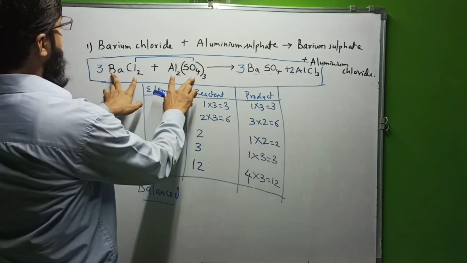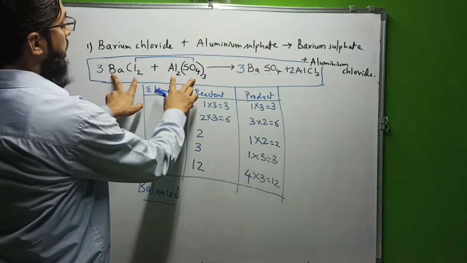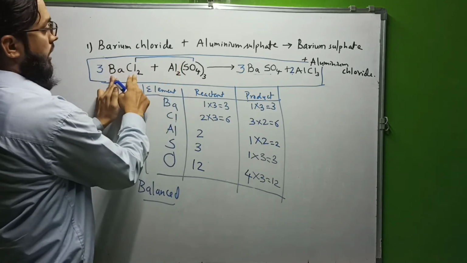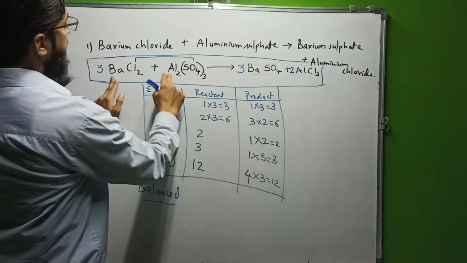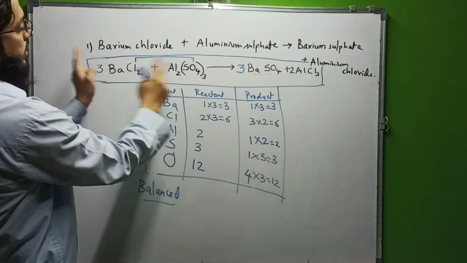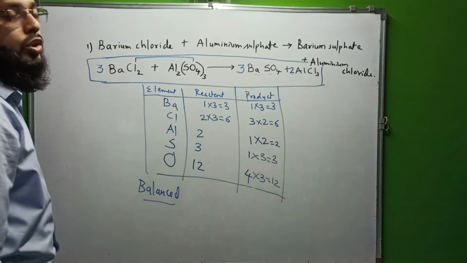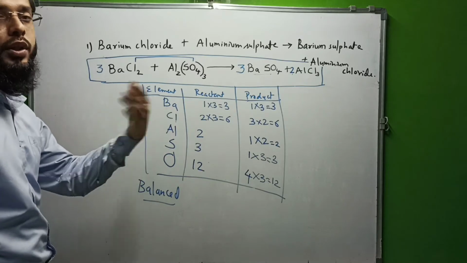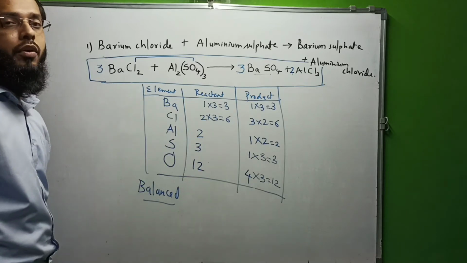When you see BaCl2 and Al2(SO4)3, the whole pair has changed. Ba was with Cl, now Ba is with SO4. Al was with SO4, now Al is with Cl3. So when there is a displacement, this is called a double displacement reaction, which we are going to talk about in the next topic, types of reaction.